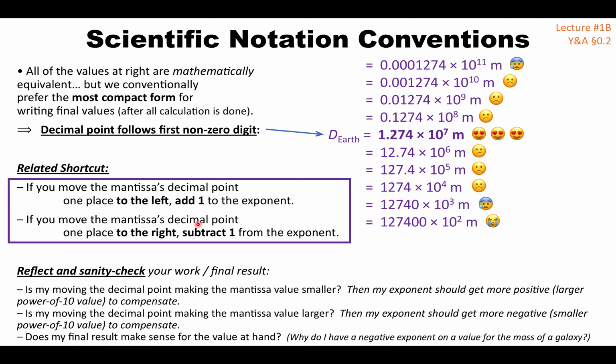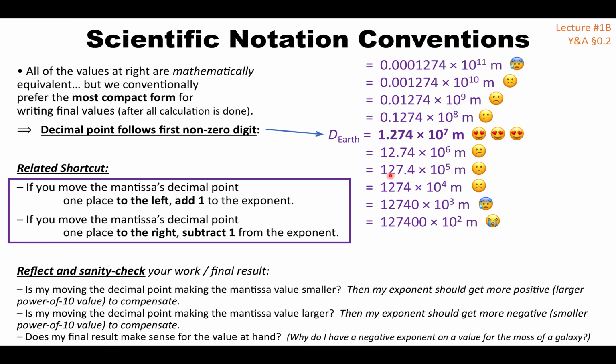So if you don't remember this sort of shortcut or mnemonic, then what I recommend is that you use a sort of sanity check instead, right? For example, suppose that I don't have the shortcut in front of me, and I'm looking at a number like 127.4 times 10 to the 5th. And I want to move that decimal point 2 places to the left to get it in my most compact form. Off the top of my head, I don't remember whether I'm supposed to add or subtract 2 from this exponent. But let's just think for a second, what are we doing?